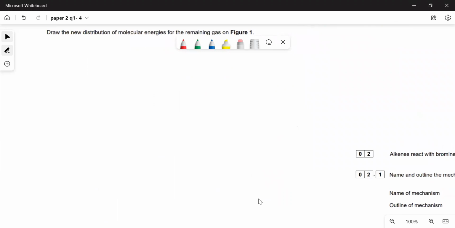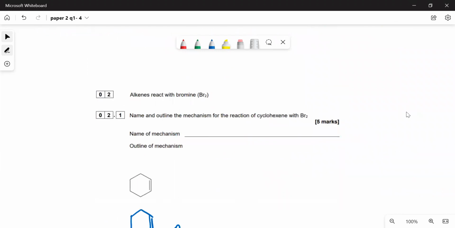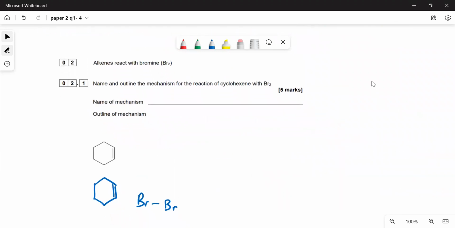Okay, so next question is about the reaction of bromine with alkenes. Name and outline the mechanism. Well, of course, this mechanism is electrophilic addition. Now we've got to outline the mechanism.